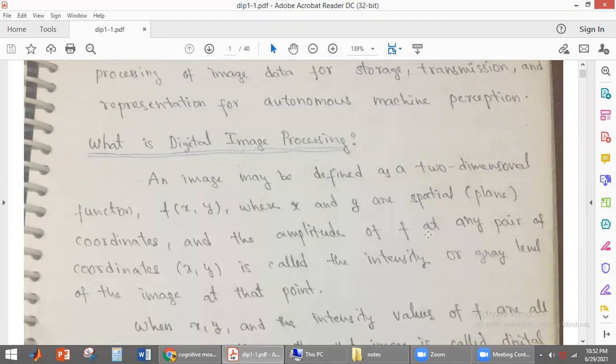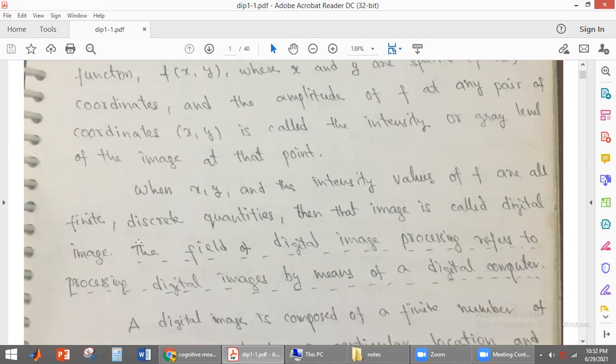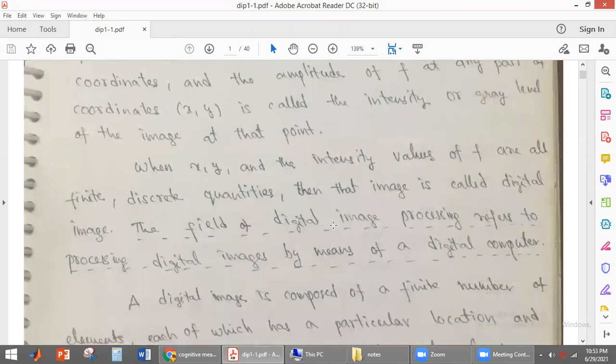First, we'll discuss what digital image processing is. An image may be defined as a two-dimensional function f of x comma y, where x and y are the spatial coordinates and f is the amplitude at those coordinates x comma y. This f is called the intensity or gray level of the image at that point. If x, y and the intensity values f are all finite and discrete quantities, then the image is called a digital image.